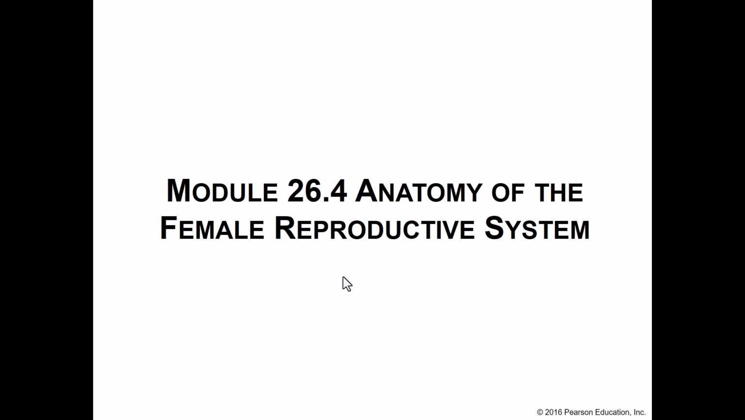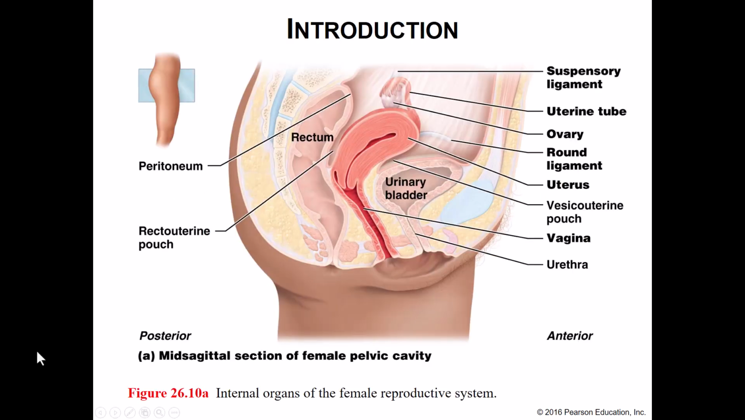So this video will go over the anatomy of the female reproductive system. The primary organ of the female reproductive system is our uterus. Coming off either side of the uterus, you'll find a uterine tube, also known as a fallopian tube. At the end of the fallopian tube, but not attached, is the ovary. The uterus exits the body through the cervix, down through the vagina, and then out through the external opening.